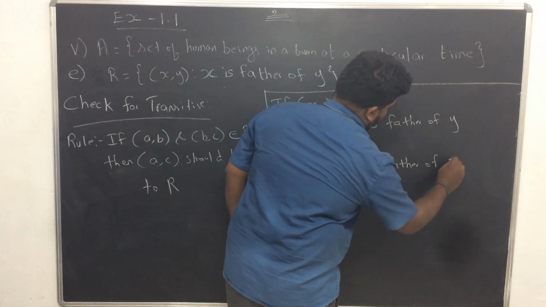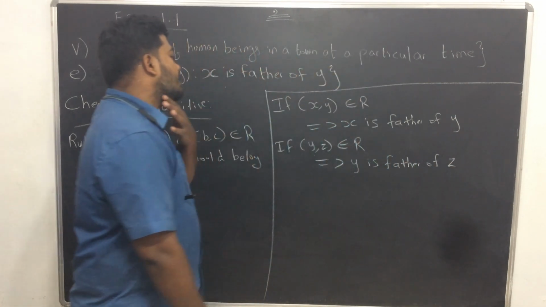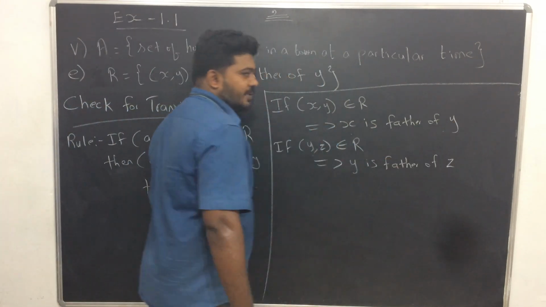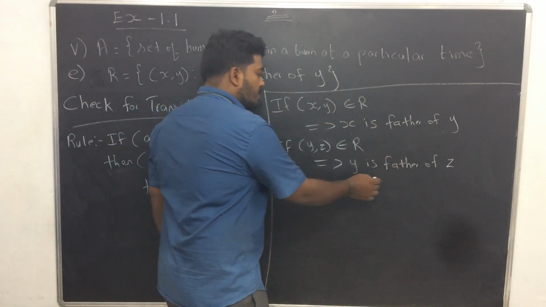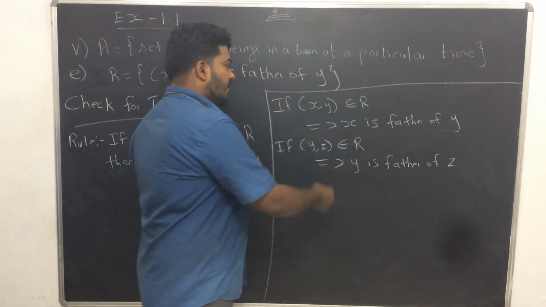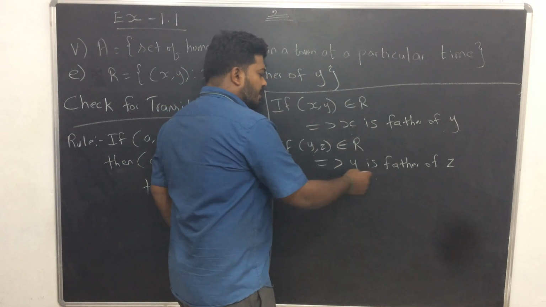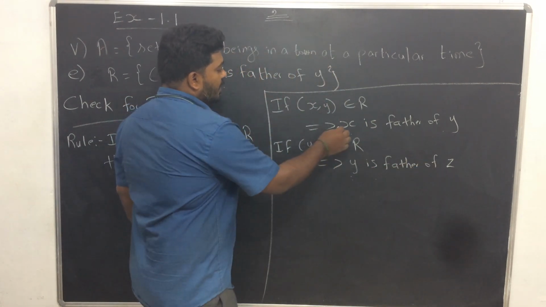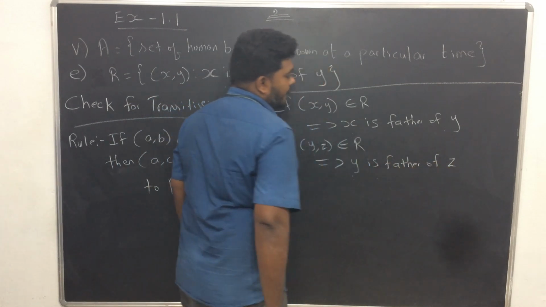So this implies that y is father of z. Now this statement makes sense, and this statement also makes sense. You agree? X is father of y. Y can be the father of somebody. No issues. But what is the relation between x and z?